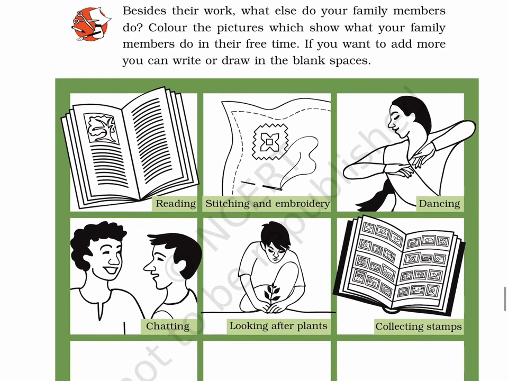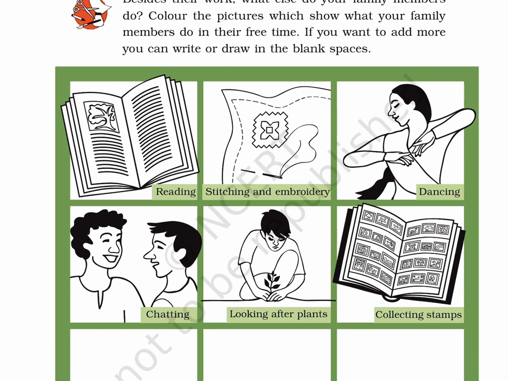There is a picture given on page number 110. This picture is divided into 9 parts. In the first part, picture of a book is given and in the corner of the box, reading is written. In the second part, stitching and embroidery is written at the bottom of the box. In the third picture, a lady is dancing and dancing is written in the corner of the box.